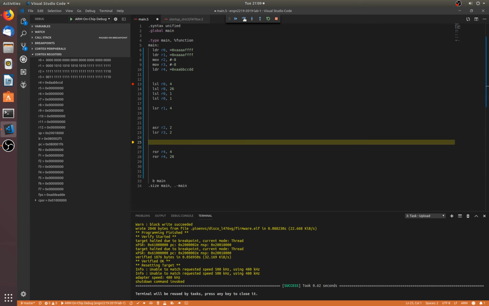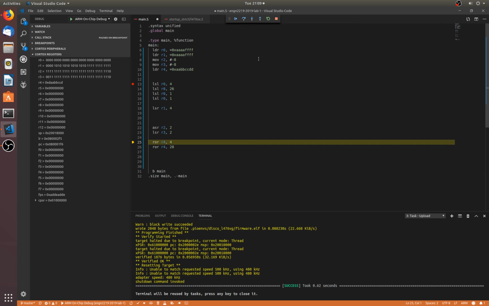Let's go to our rotates. Okay, I jumped the gun a little bit here. So register 4 did contain AA, BB, CC, DD, then I rotated it around. So a D dropped off the end and came around here. So we've gone from AA, BB, CC, DD to D, AA, BB, CC, D.